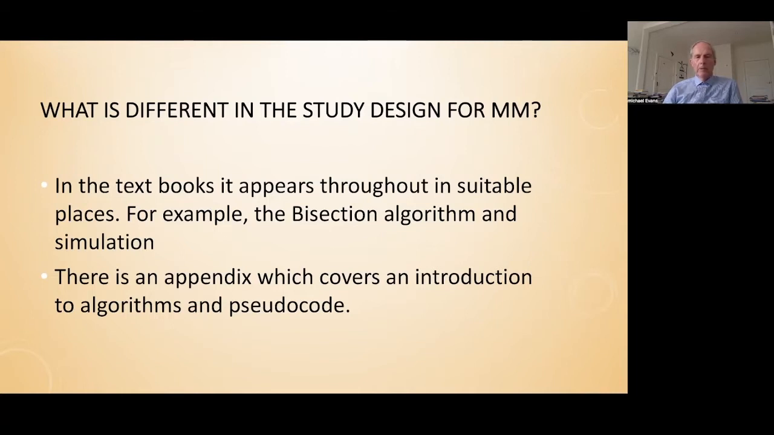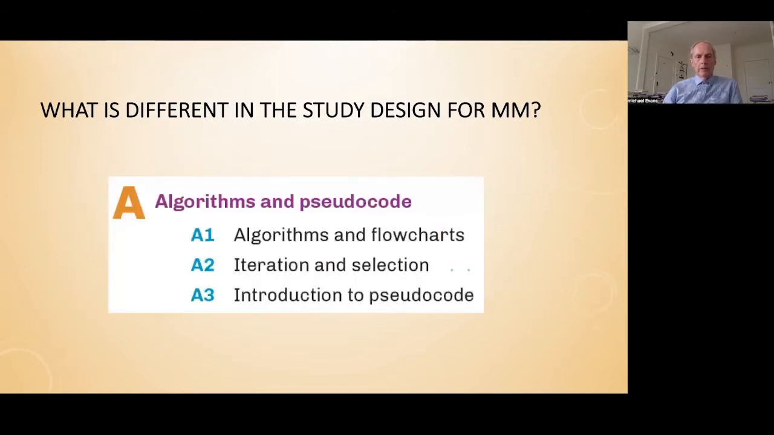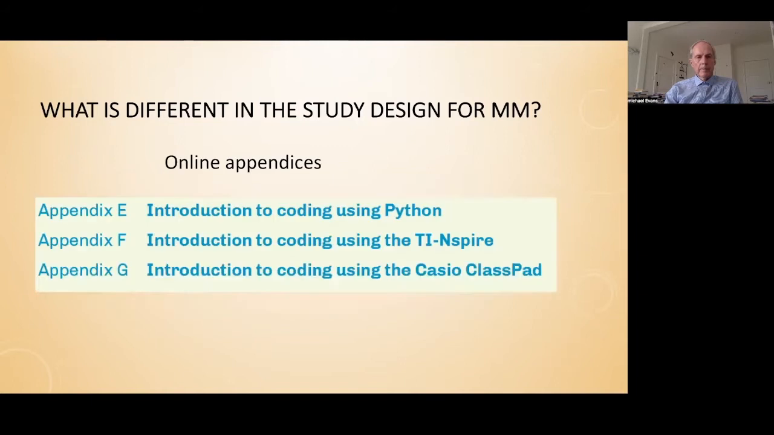There is an appendix which covers an introduction to algorithms and pseudocode, and David will be speaking about this later on. So there's the contents for the appendix, and it provides a gentle introduction to these ideas. There are also online appendices with coding, because once you can write pseudocode, it's fairly easy to take it through to code, and it's possibly more satisfying if you can run a computer program and see the results at the end. Here we have them for Python, a reasonably simple programming language for students to master, and the TI-Nspire and the Casio ClassPad if they want to stay on their calculators. Python's now available on TI, I understand, as well.